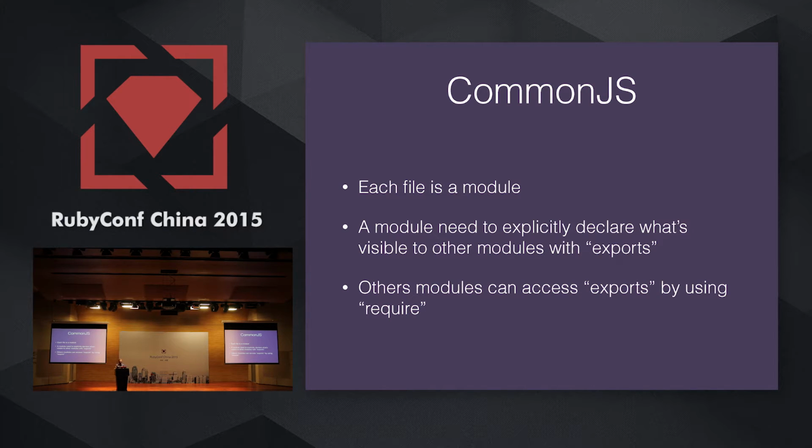Let's take 1 minute to talk about CommonJS. Each file in CommonJS is considered as a module. Everything in the file is wrapped into a function by CommonJS and will never interact with the outside world unless you say so. So it needs to explicitly tell what should be accessible to other modules, and other modules can access this by using require.